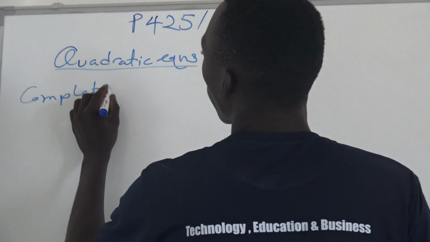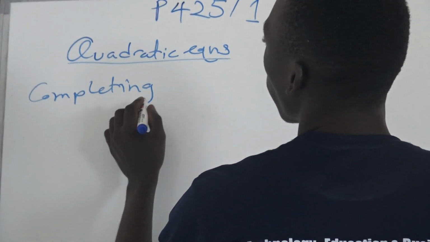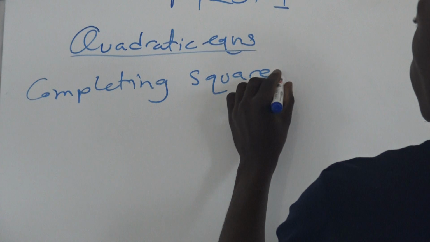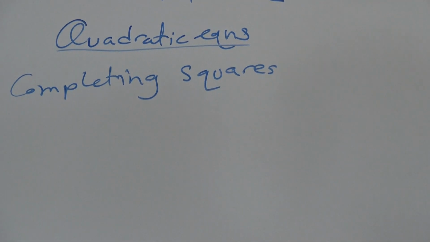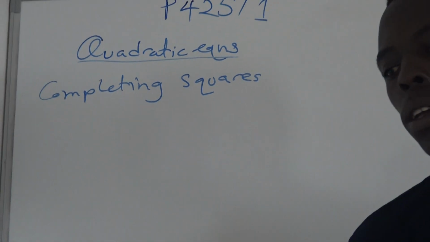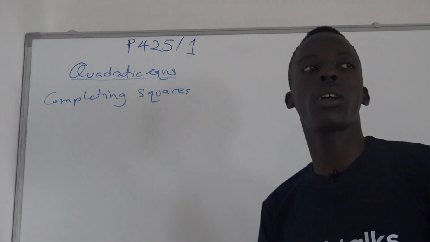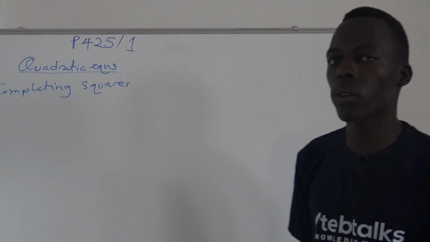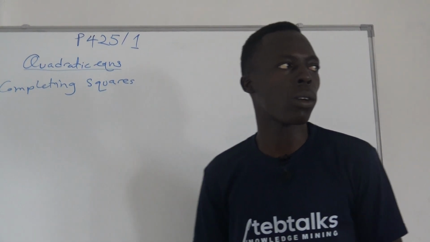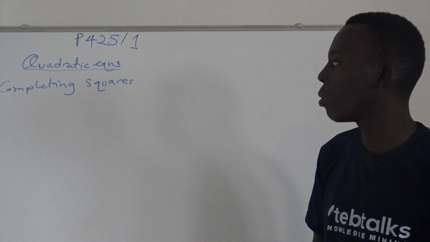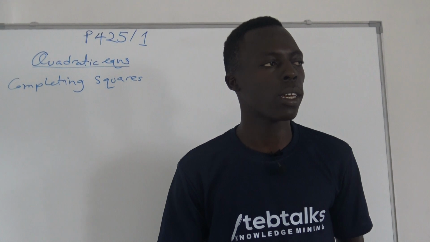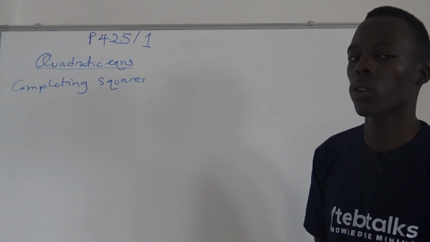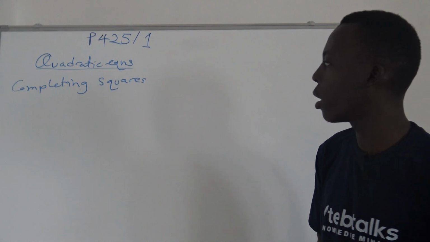Completing squares. So completing squares is a method that is used while solving the quadratic equations. Like when you want to get the x values for the quadratic equations, you can use completing square as another method. So that's what we are going to consider right now.